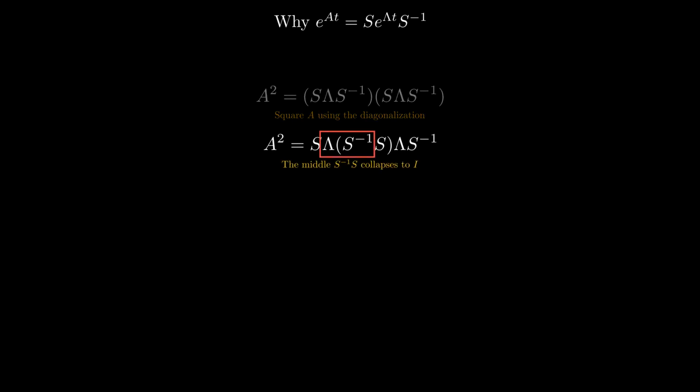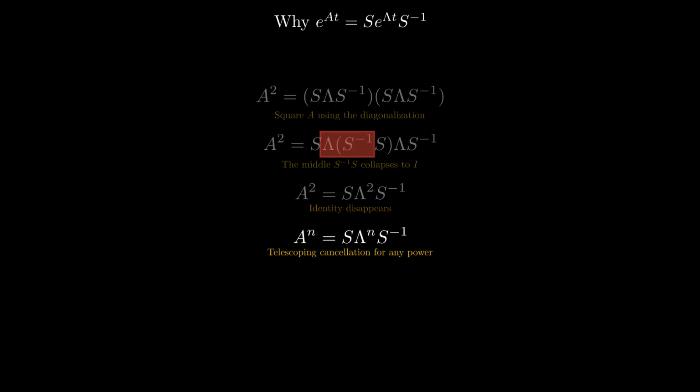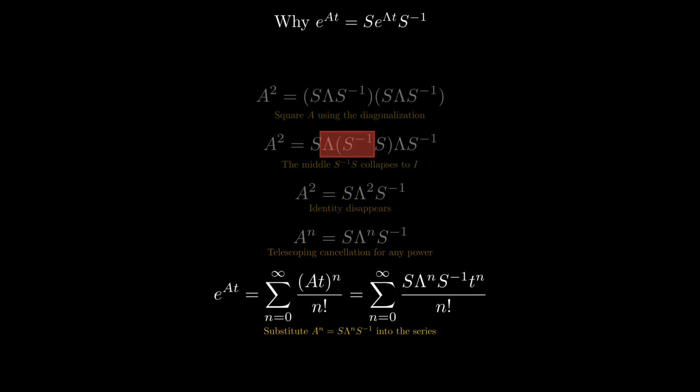Look at the middle: S inverse times S collapses to the identity, and the identity just disappears. What's left is S lambda squared S inverse. The same cancellation telescopes all the way up. For any power n, A to the n equals S lambda to the n S inverse. Now plug that into the series for e to the At.